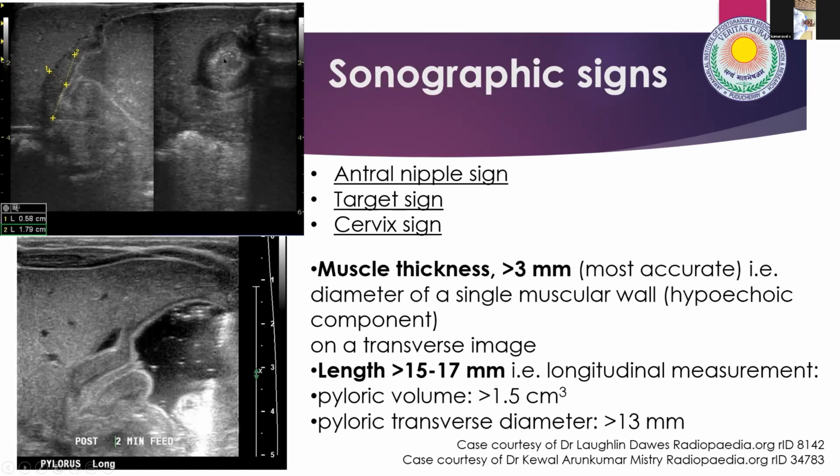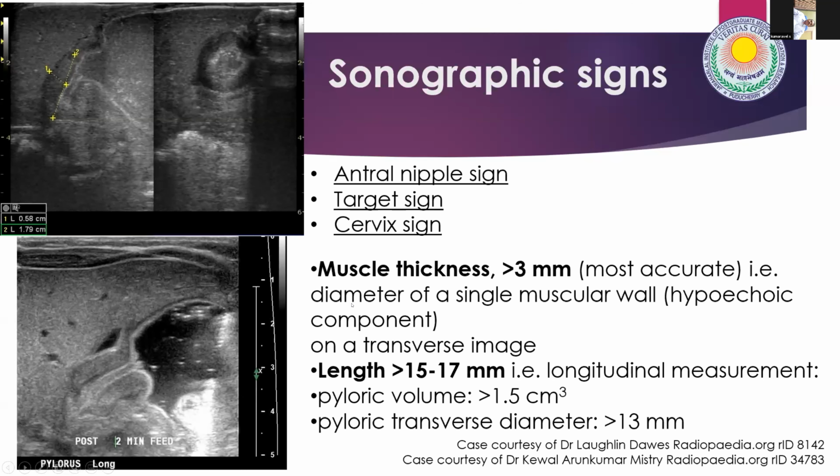Here's the target sign. A pylorus length of more than 15 to 17 millimeters, and a thickness of more than 4 millimeters, is considered diagnostic of IHPS. Here it is better seen. This is the mucosa, which is hyperechoic, and this is the serosa, which is hyperechoic, and the hypoechoic muscle in between.